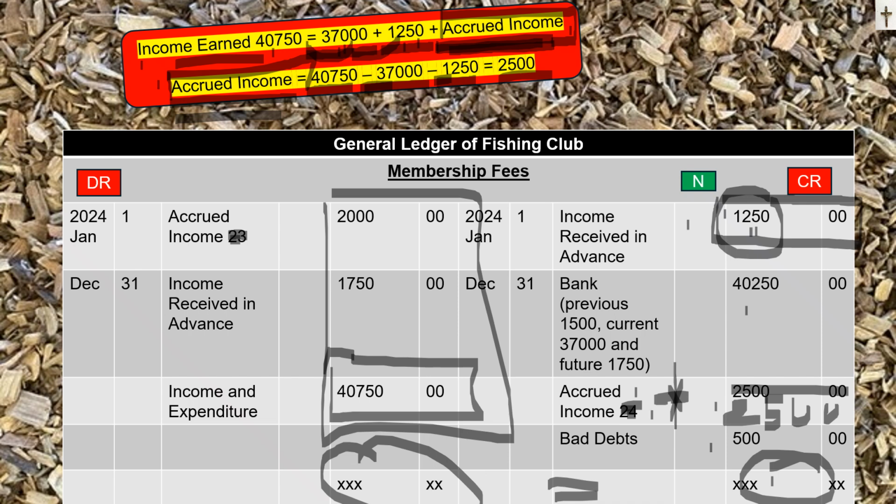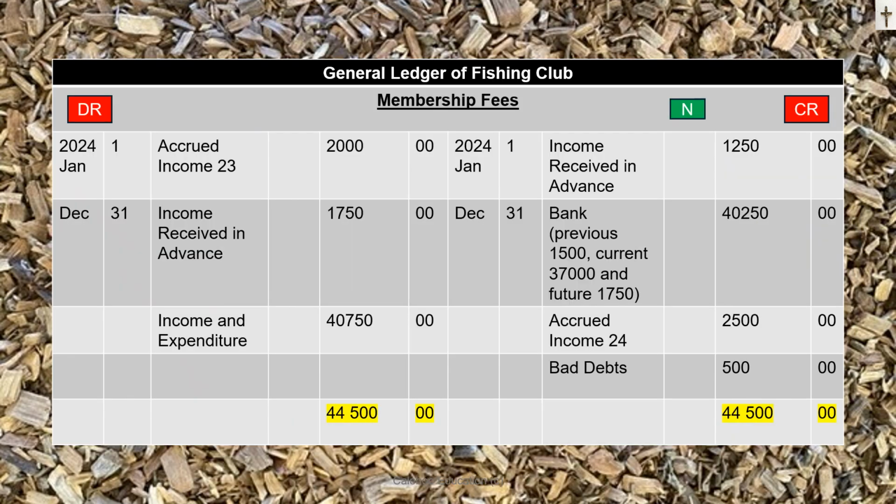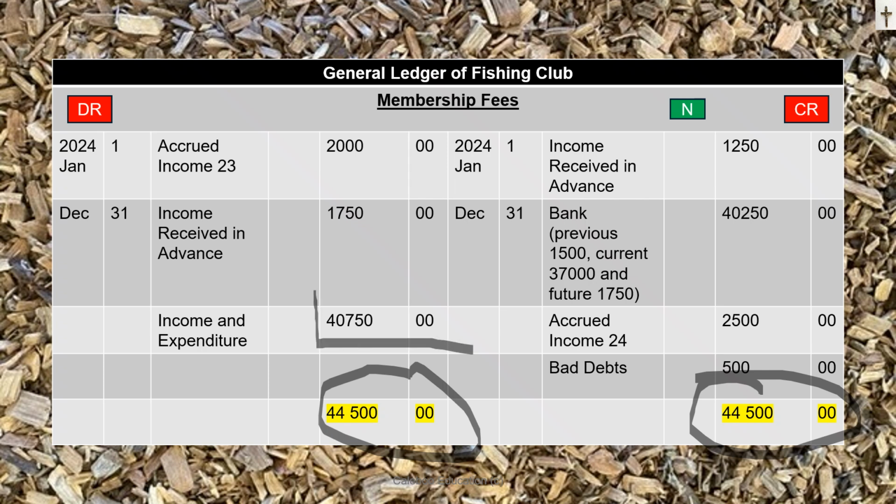But the accrued income there was for the current year, owing income, 19 minutes. So what's left to do? You can total up both sides, and that is your membership fees account. This year is the income earned for the current year with regard to membership fees after you've made all these adjustments.